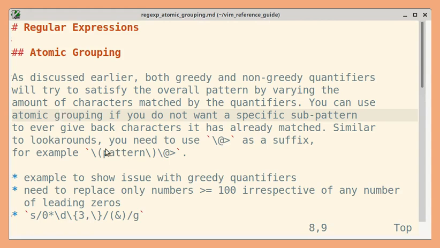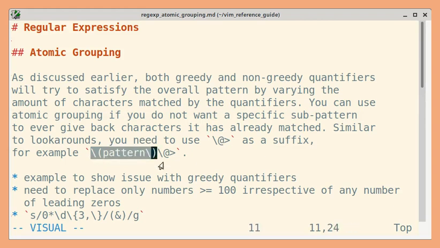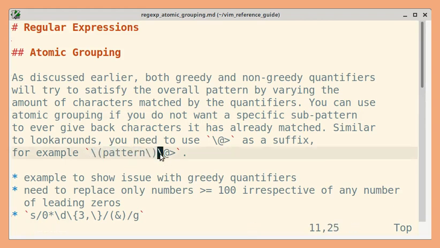Syntax wise, this is similar to lookarounds. So suppose this is the pattern you want to protect. You need to add backslash at and greater than key as a suffix to this pattern.